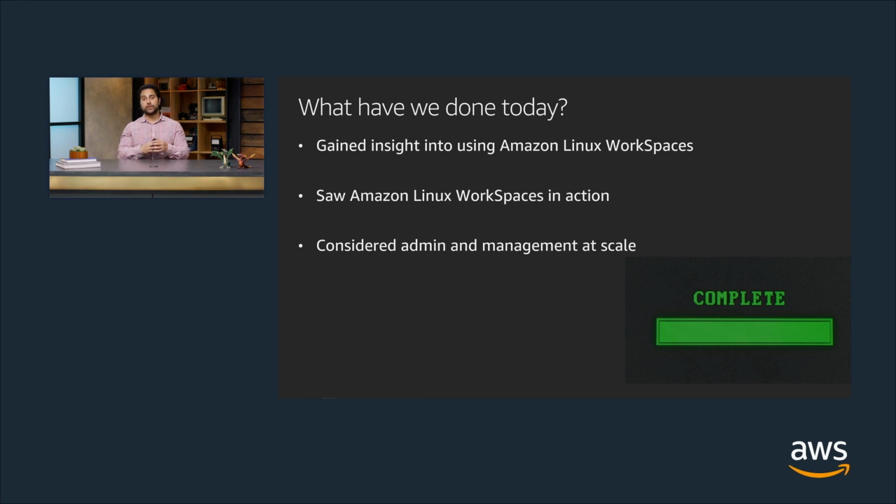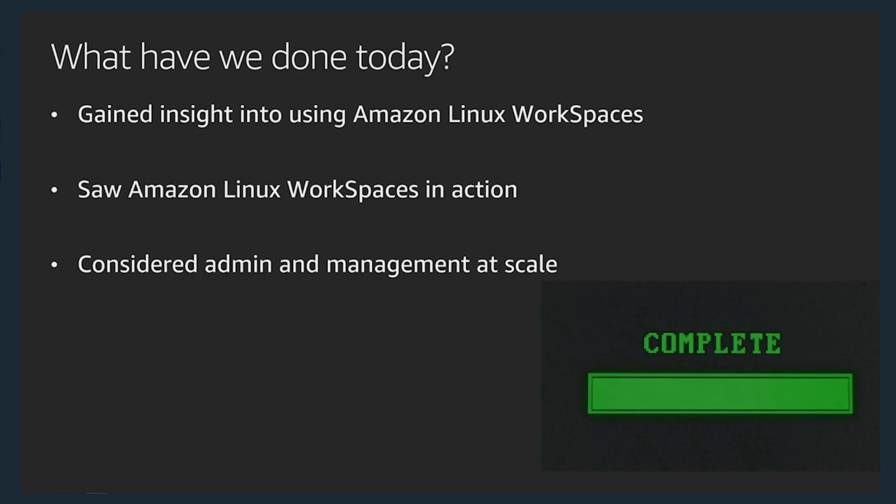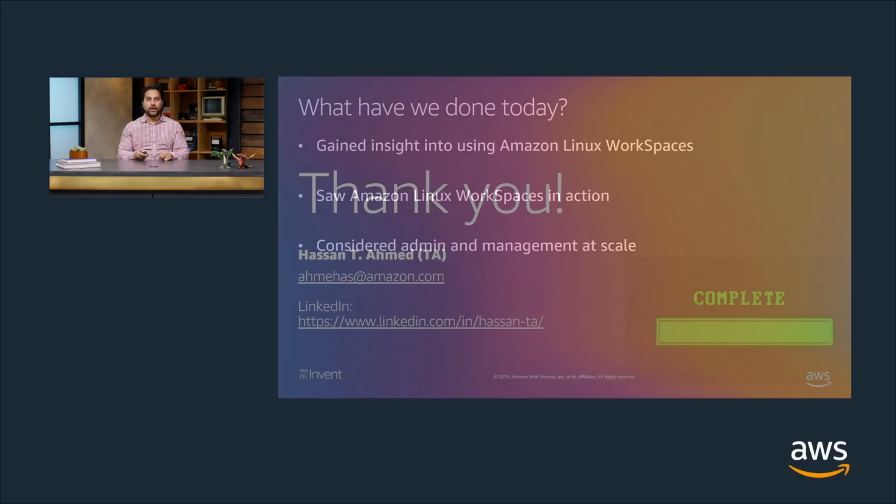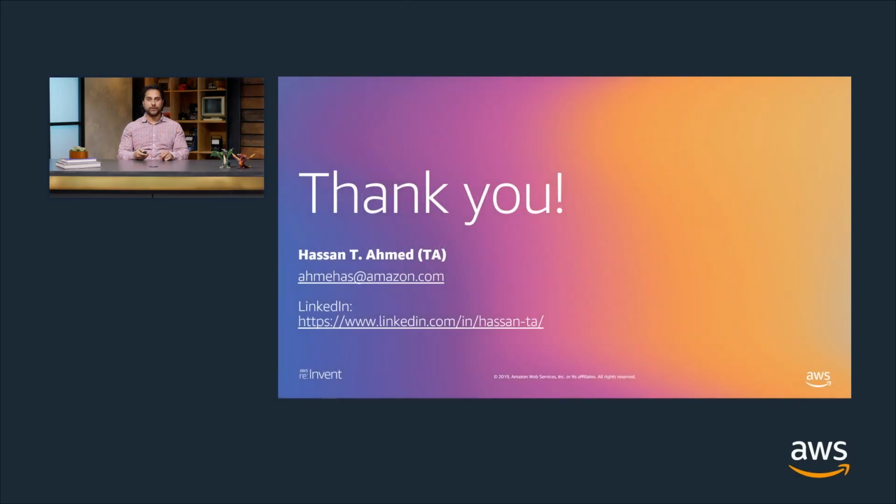Second, we looked at Amazon Linux WorkSpaces in action. We were able to log into it and modify it. We prepared our image from the Amazon Linux WorkSpace that we created. And ultimately, we were able to create a bundle that we can replicate at scale. And finally, we learned how to administer and manage your Amazon Linux WorkSpaces using OpsWorks at scale. And with that, we will conclude our virtual session for today.